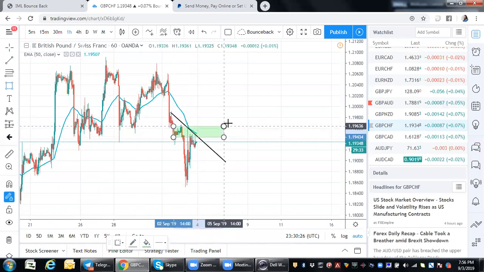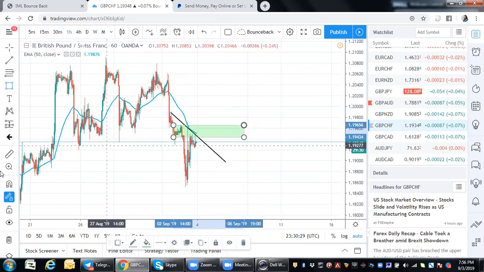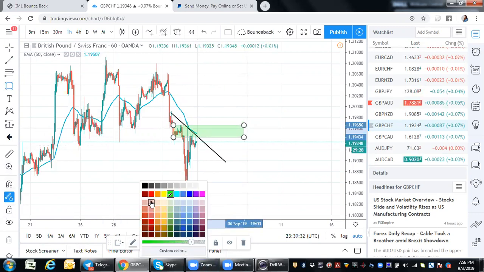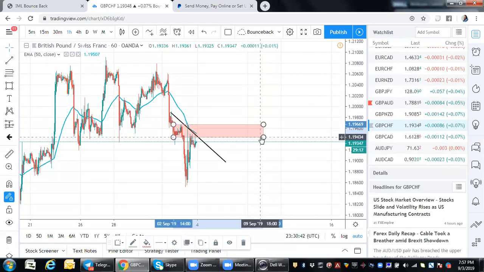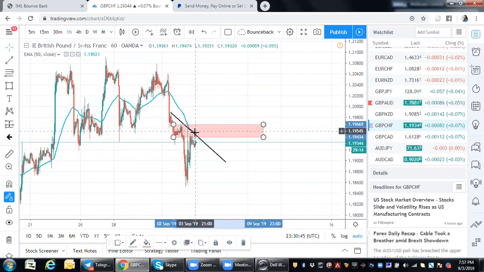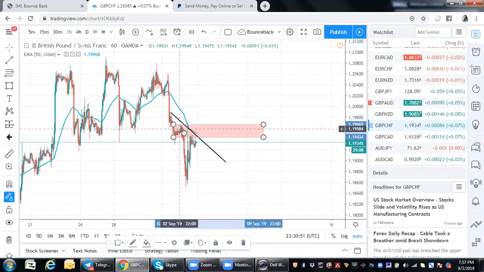So entry anywhere above this structure. Let me change the color for you, right? Anywhere above this structure zone here, this zone. So if you wanted to, because if you look to enter this trade here, you're likely to get stuck in this zone. Notice that we still have some reversals here, right? So don't enter the trade when it breaks the trend line and as soon as it breaks the 50 moving average, because it's likely to go up to the top and reverse.